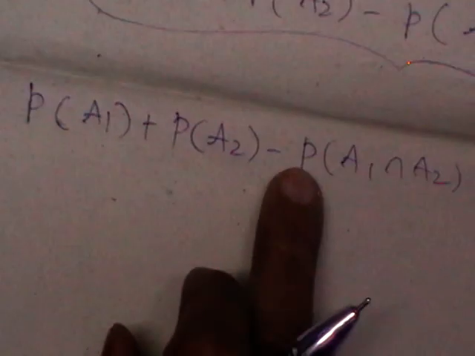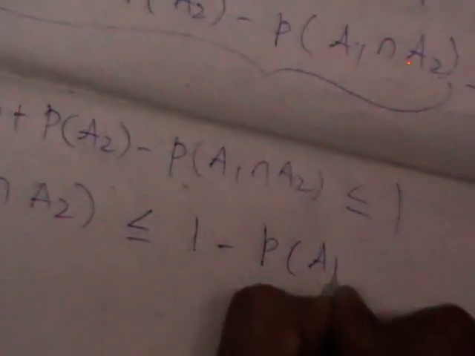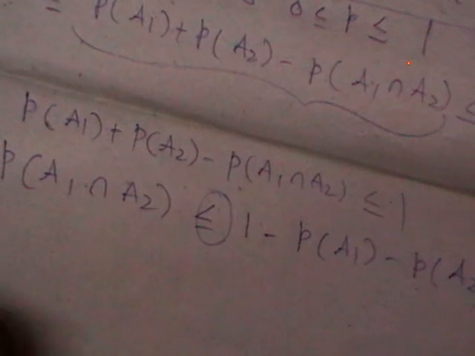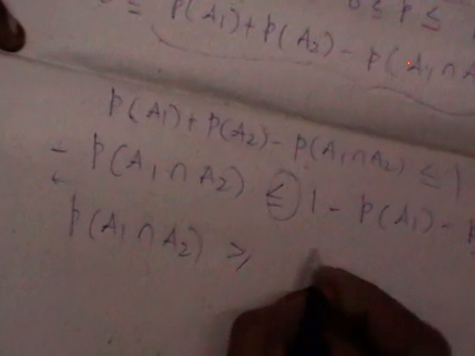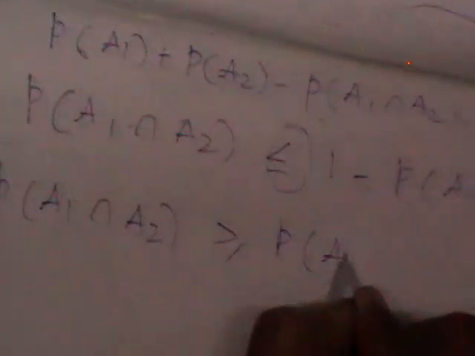So this is less than or equal to 1. If I shift these two to the RHS, I will get minus p of a1 intersection a2 less than or equal to 1 minus p of a1 minus p of a2. As I have minus here, I want to multiply the entire inequality with minus. When I multiply the entire inequality with minus, this less than will be changed into greater than or equal to. You will get p of a1 plus p of a2 minus 1.